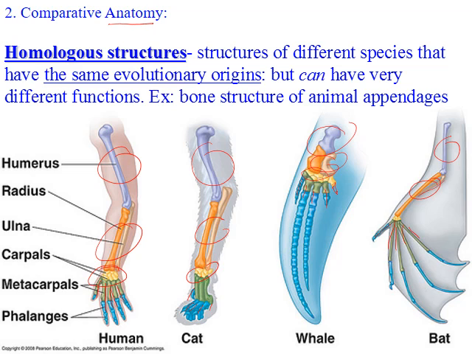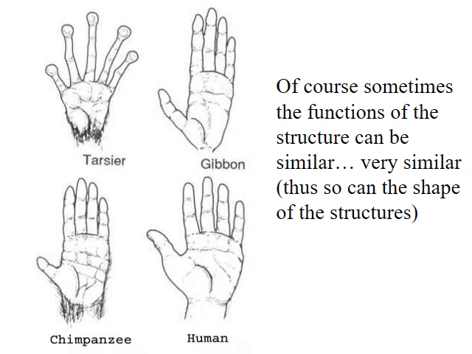This is an example of homologous structures. So keep that in mind. Homologous: same origins, but different functions. Now, sometimes the functions can be very similar, and these are still homologous structures. Again, same basic evolutionary origins, but they're all used for grasping, even though you can see there are some obvious differences. Most of these have 5 phalanges, 1, 2, 3, 4, 5, and then 1, 2, 3, 4, and 5.